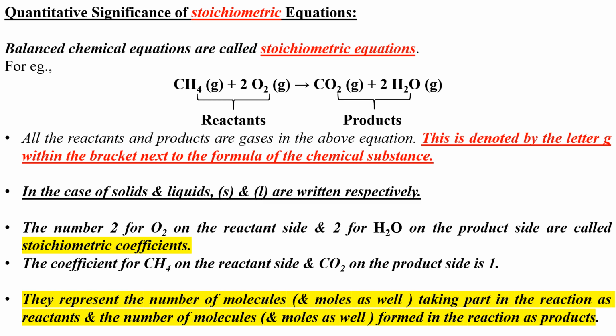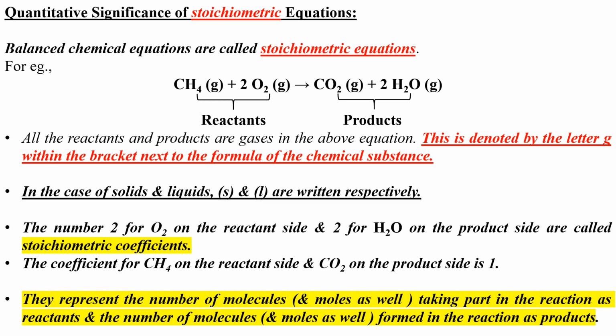Clear? Now, one more thing should be discussed here. What is that? You find some numbers in this chemical equation. The number 2 for oxygen on the reactant side and the number 2 for water on the product side are called stoichiometric coefficients, in other words, stoichiometric numbers. What about the stoichiometric coefficient for methane on the reactant side and carbon dioxide on the product side? It will be equal to 1.